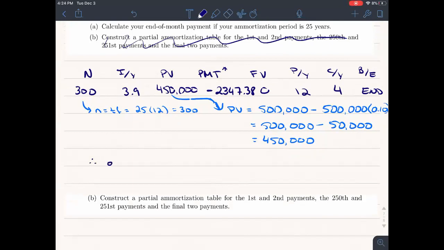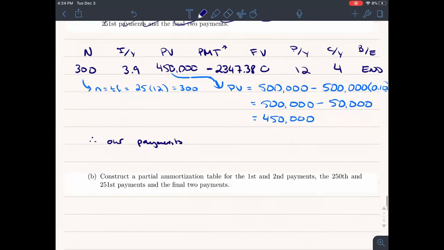So therefore, our payments must be 2,347.38.